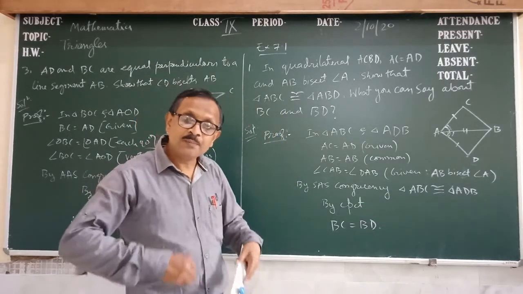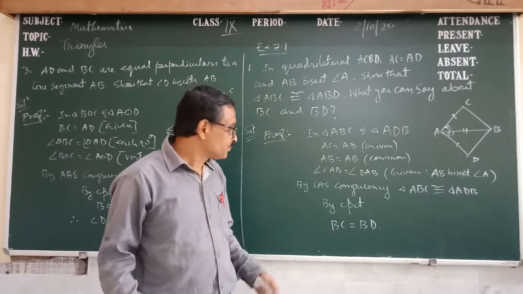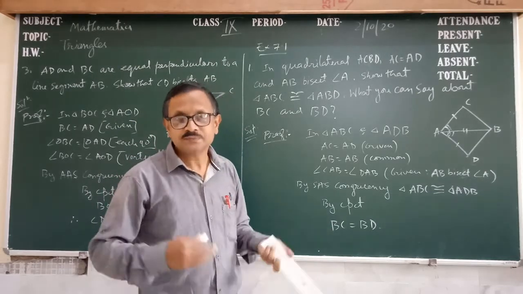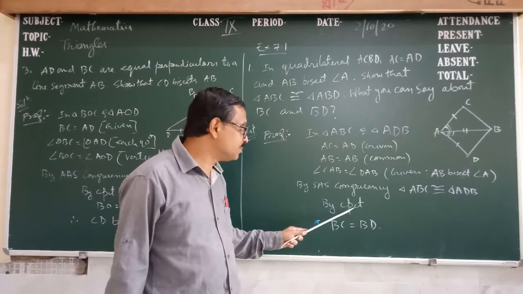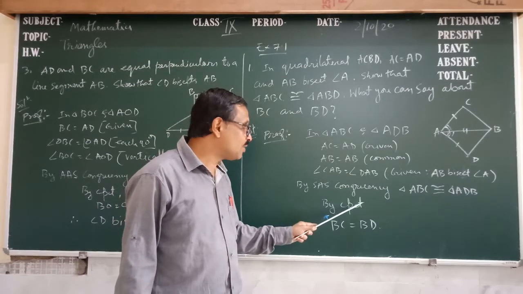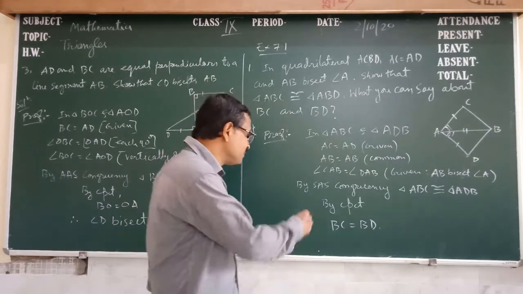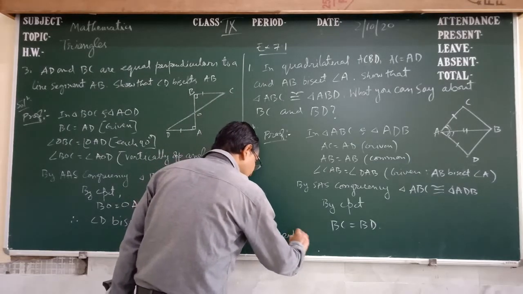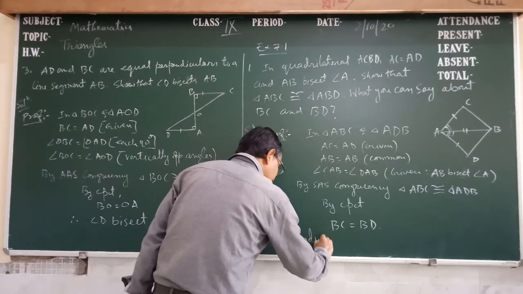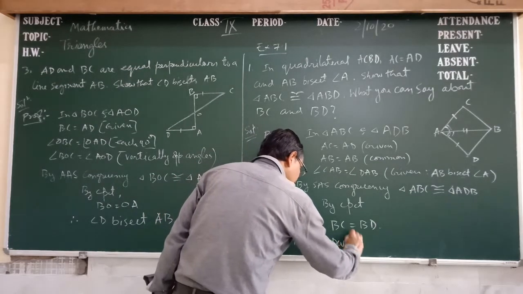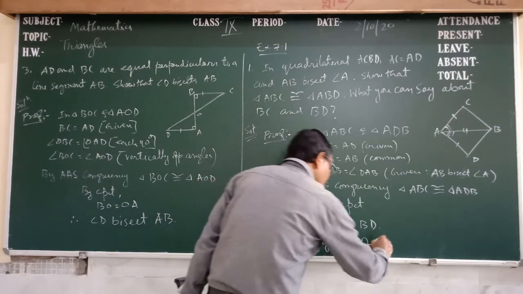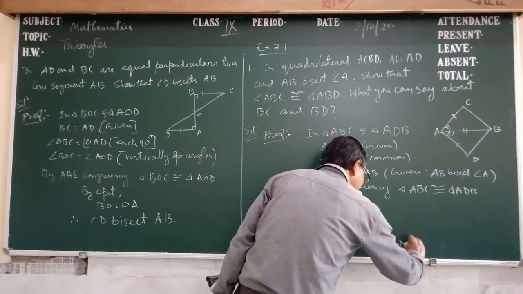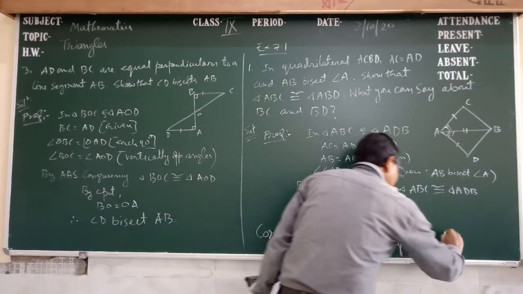As they are congruent, the remaining corresponding parts are equal. So CPCT means corresponding parts of congruent triangles. What does CPCT mean? Corresponding parts of congruent triangles.